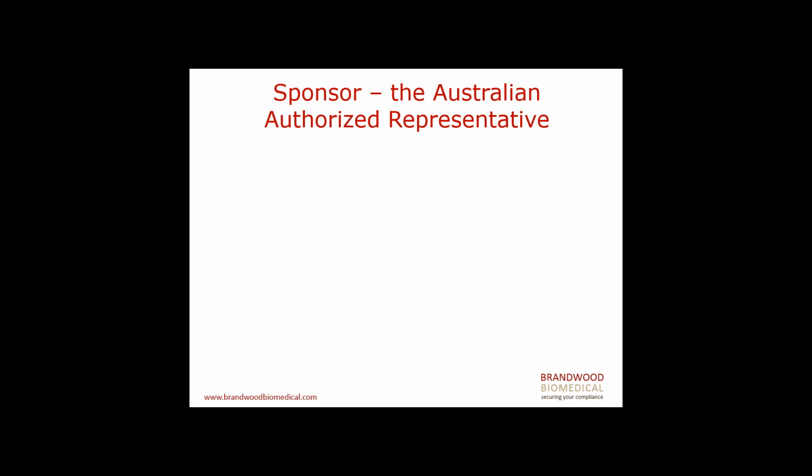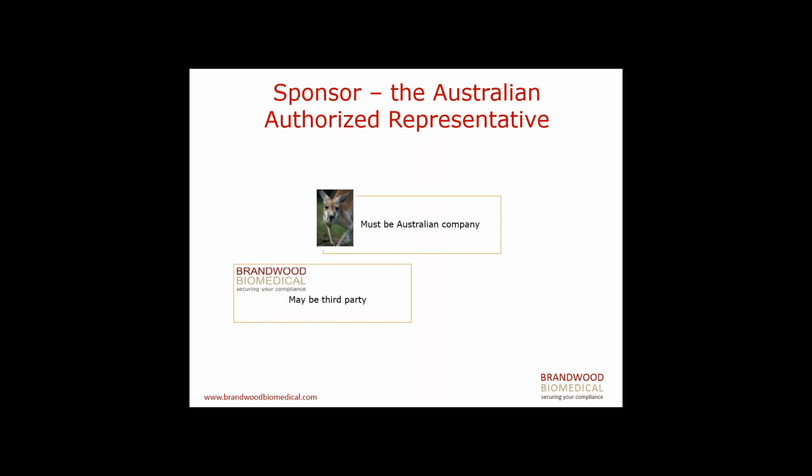So before we go into how to register a product, there is a requirement for every device to have an Australian sponsor. This is the Australian authorised representative. The requirement is that it must be an Australian company. It may be a third party, so it's one of the services that we offer, and we do actually act as a sponsor for many of our clients. It could be a regulatory consulting company such as us, and the advantage is if you don't have an actual office based in Australia, and most manufacturers are just overseas, and it's not a requirement. They don't have to actually set up an office in Australia.